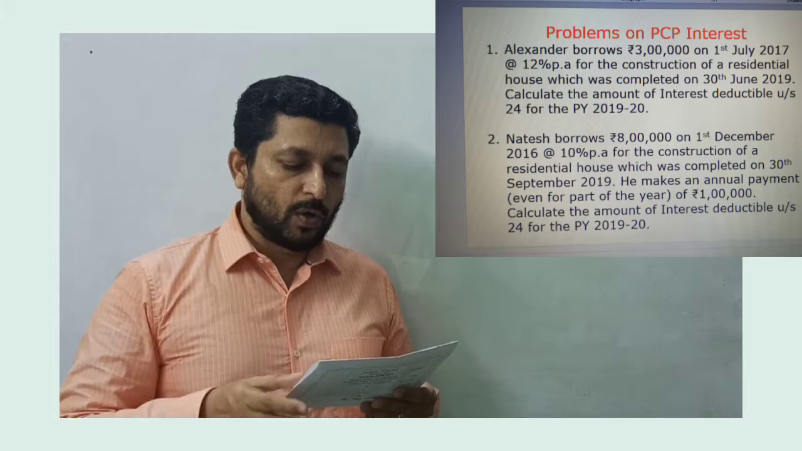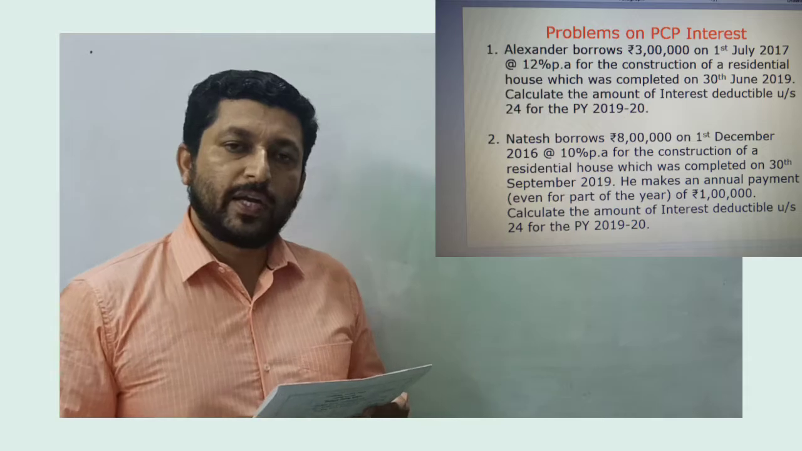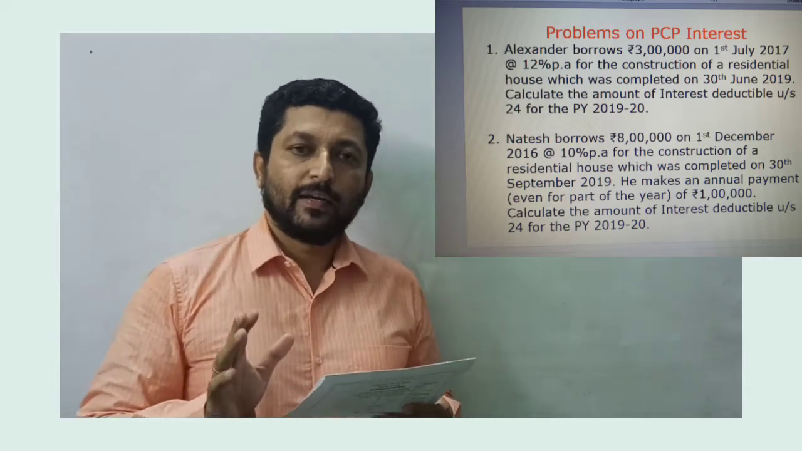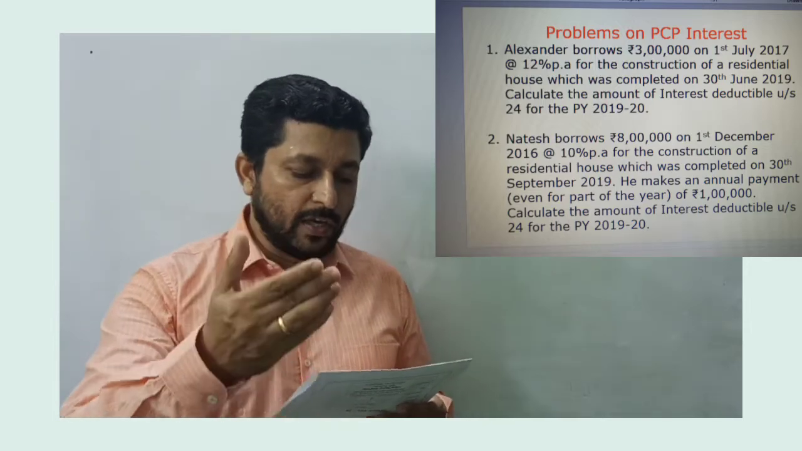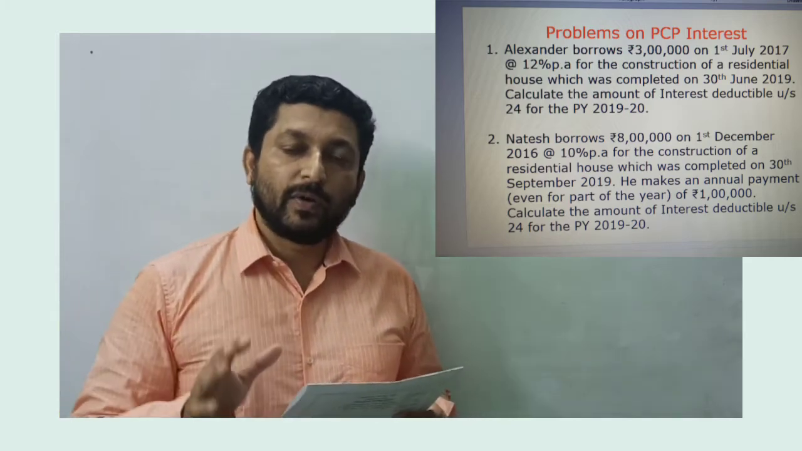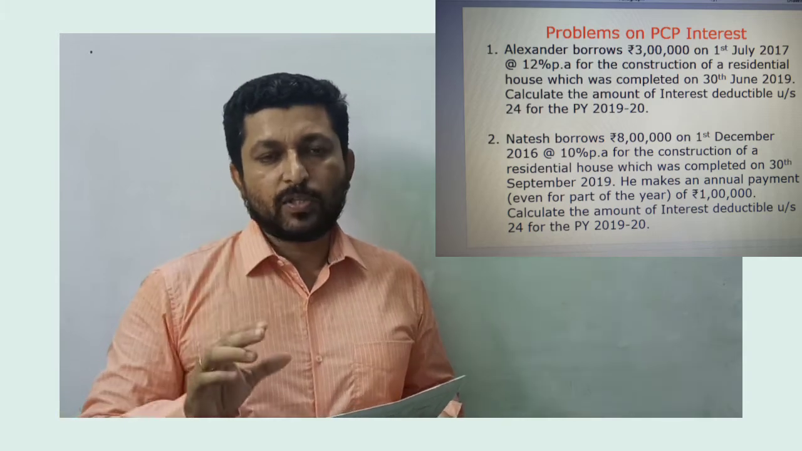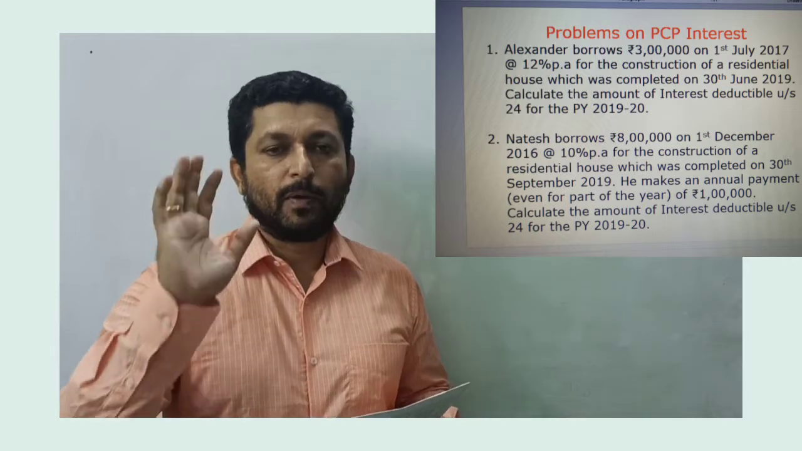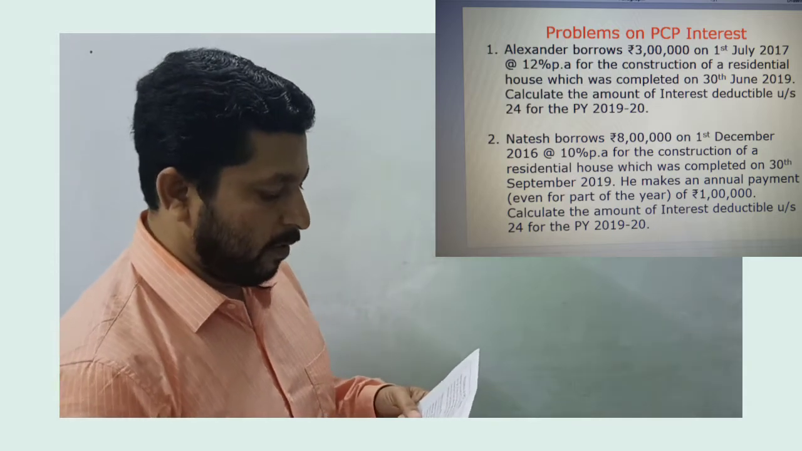So the loan is borrowed on 1st of July 2017. So interest will be calculated for 9 months for the year 17-18, then full year's interest for the year 18-19. And in the year 19-20, on 30th June, the construction is completed. So the year in which the construction is completed, such year's interest will not form a part of PCP interest. Okay, so let us solve this particular problem.